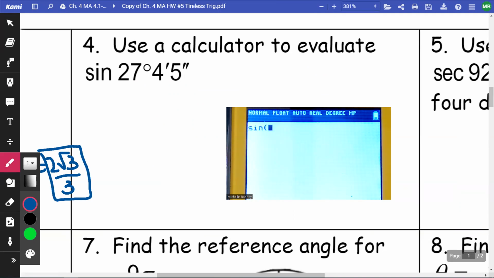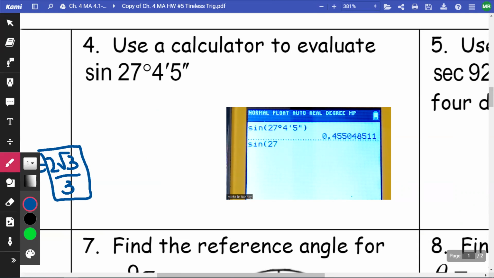And if I want to type in the actual degree minute seconds, I'm going to go 27. I'm going to hit the second and apps button. There's my degree. 4 minutes. I'm going to hit the second and apps button again. And there's my minutes. And then 5 seconds. And I have to hit the alpha and the plus. And then I'm going to get 0.4550.